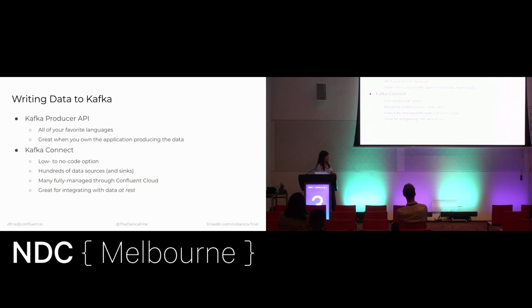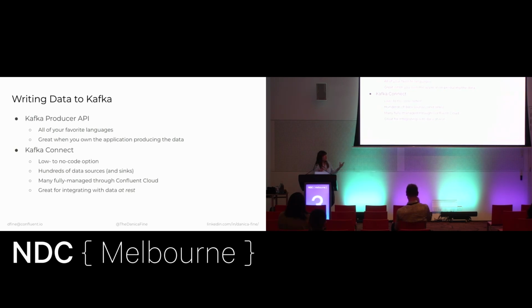The other option is Kafka Connect. I love Kafka Connect because it's way too easy to use. It's a low to no code option, completely configuration based. And as the name implies, it's your way to connect Kafka with other data sources and sinks. There are hundreds of connectors already pre-written to help you connect to that many data sources and sinks.